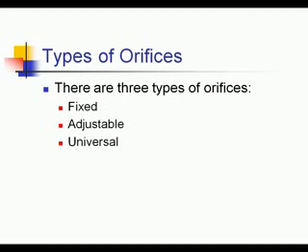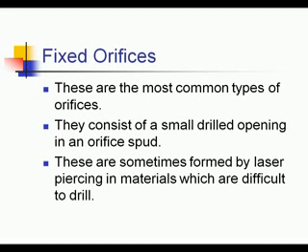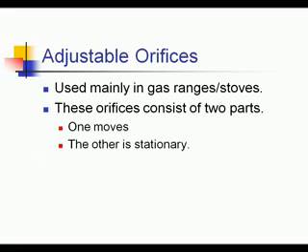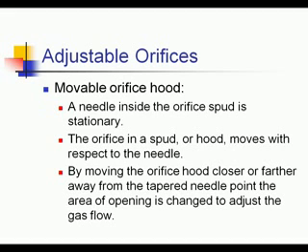Inside the spud of the orifice, there are various angles of approach to the orifice used. The ratio of the orifice diameter to its depth also differs. There are three types of orifice that you need to be aware of: fixed, adjustable, and universal. Fixed orifices are the most common type used. They consist of a small drilled opening in an orifice spud. These are sometimes formed by laser piercing in materials which are difficult to drill.